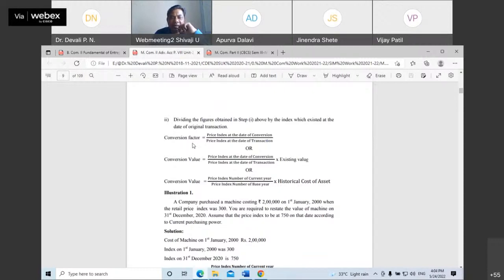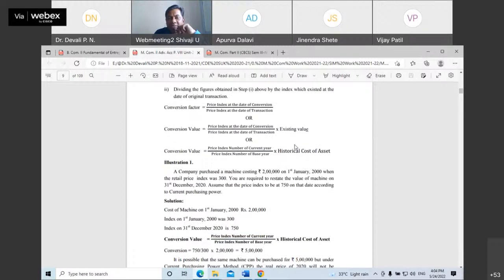This conversion factor is to be calculated on the basis of the given information related to the particular formula. It means the price index at the date of conversion and the date of transaction. Sometimes the historical cost of the asset is also given. Sometimes the existing value of the particular asset is given. So we have to use these to calculate for the given asset.